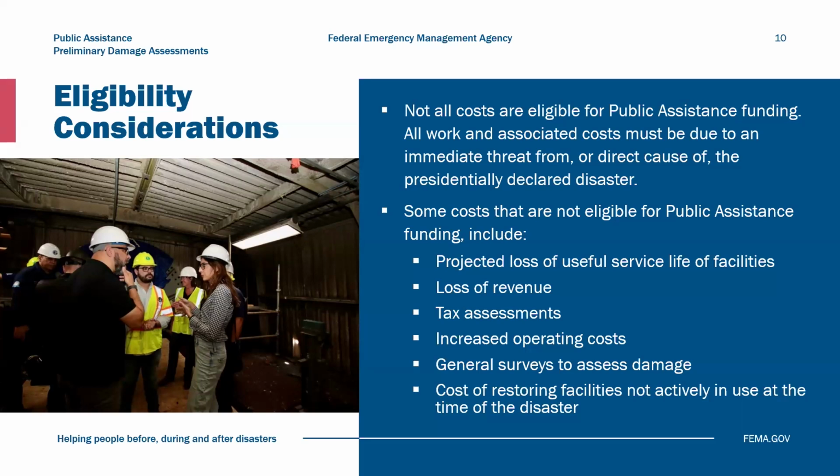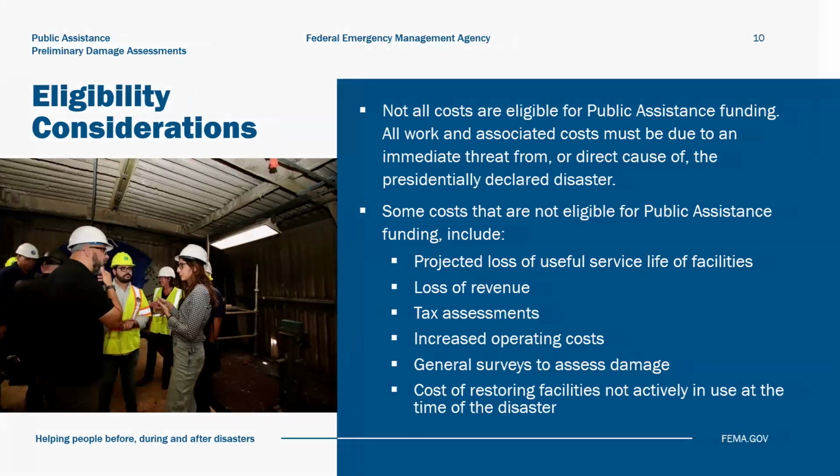Some costs that are not eligible for public assistance funding include, but are not limited to, loss of useful service life of facilities, loss of revenue, tax assessments, increased operating expenses, general surveys to assess damage, cost of restoring facilities that were not actively in use at the time of the disaster. There are also some eligible costs that are not considered in the PDA cost analysis. Refer to the FEMA PDA guide for more detail on eligible costs.